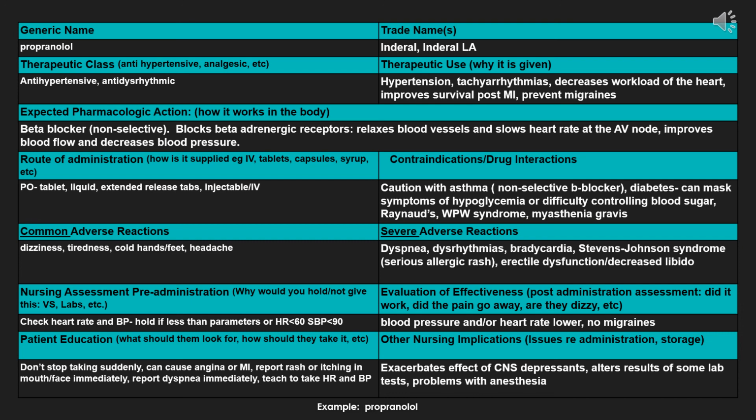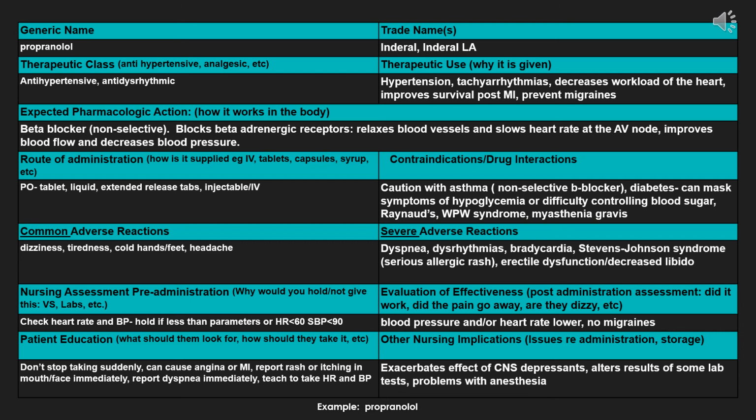This may be a little tough for you to see because the font is small, but I wanted you to see what a completed medication information sheet or a med card looks like. A lot of it is pretty self-explanatory. You'll notice that the therapeutic class and the therapeutic use are related, as we talked about. You'll notice that I did include the expected pharmacologic action, which makes a lot of sense because if you know what it does to help, then you'll also know what it can do to hurt. So that will help you with side effects.